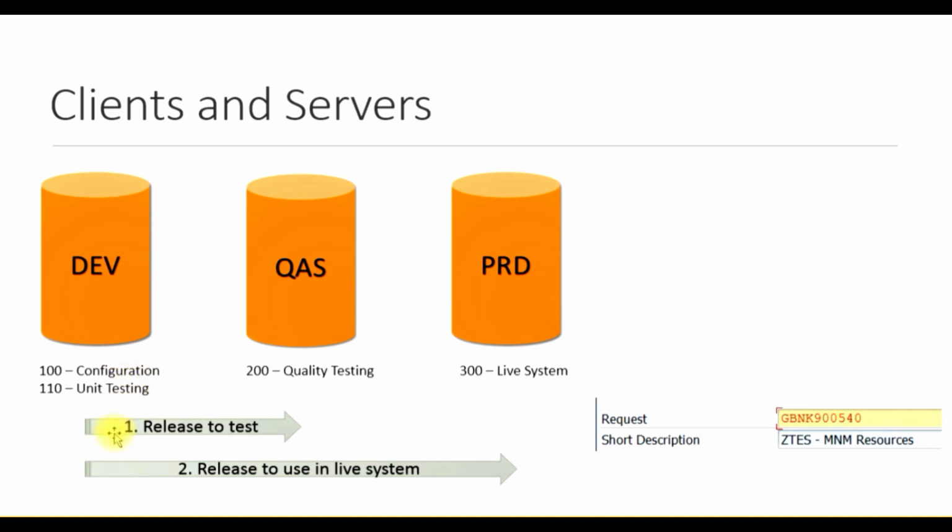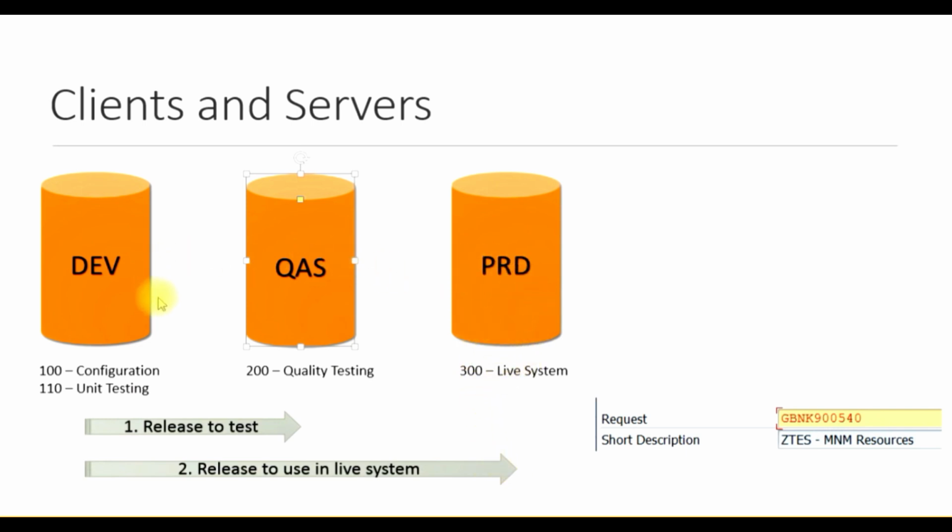Then after that, you can release the configuration to a quality assurance server, or you call it the quality testing server. And in this server, the users can do the testing, and you can also carry out training in this server. And if everything passes, then you can release it to the main live system, call it the production server.